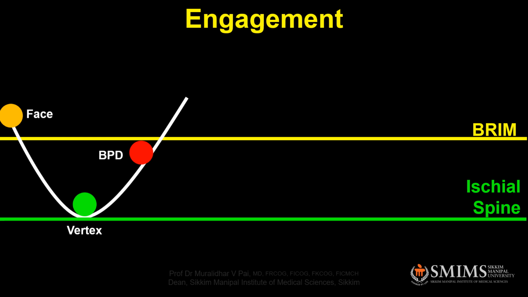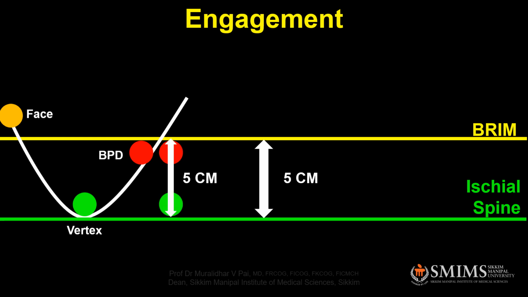That is because the distance between brim and ischial spine is 5 centimeters, and incidentally the distance between biparietal diameter and vertex is also 5 centimeters. So clinically we can easily say in vertex presentation, when the vertex is palpated at ischial spine, the biparietal diameter has crossed the pelvic brim and hence engaged.